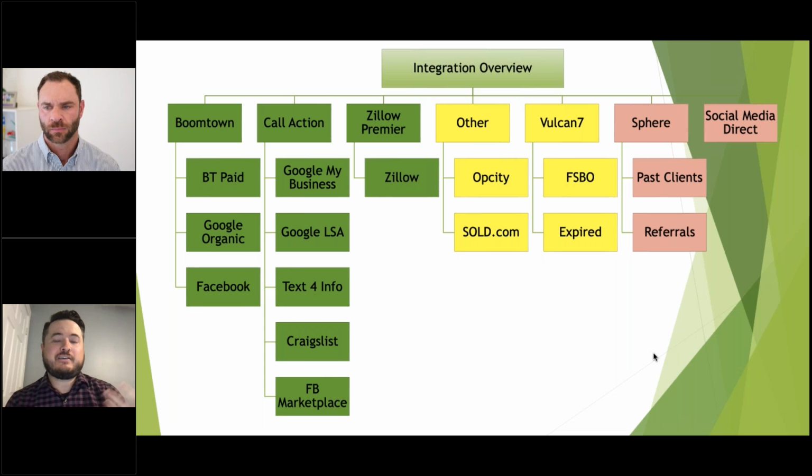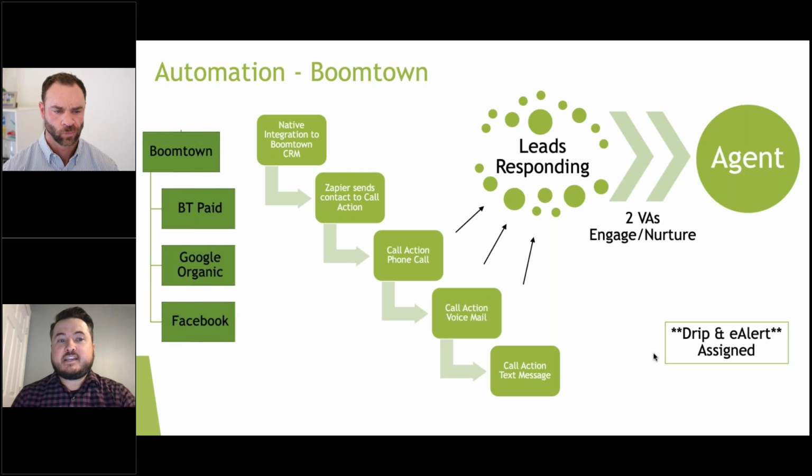The ones in red, of course, sphere deals, past clients, referrals, things that just come directly to the agent. They're manually putting those into Boomtown. So I put those in red, but there's really no automation you need for that. If you're new to a sphere deal, they can manually put that person in their Boomtown and keep it moving. Okay, so let's get into a little bit more detail about our automation.